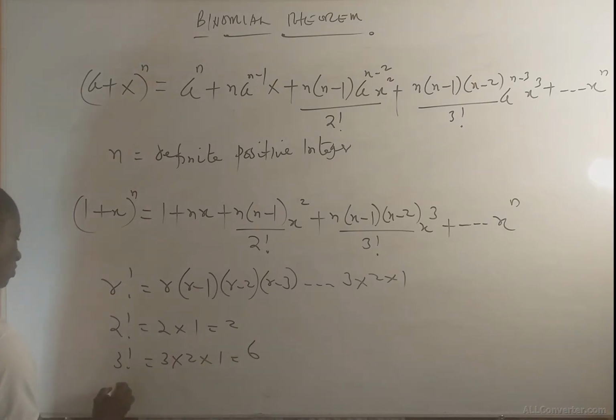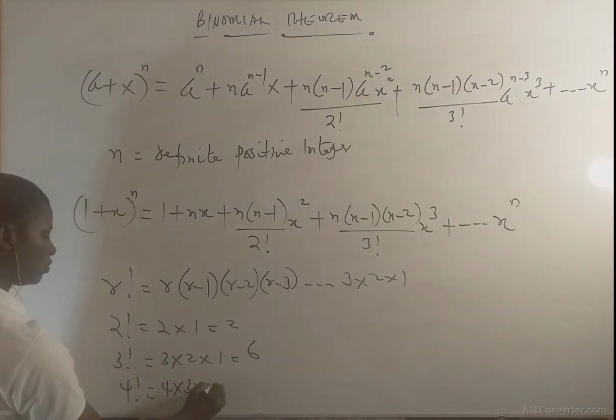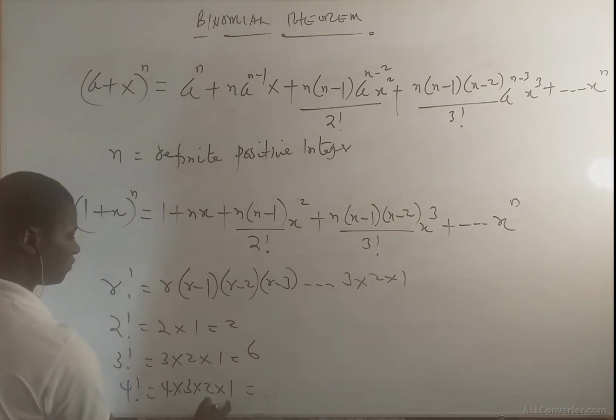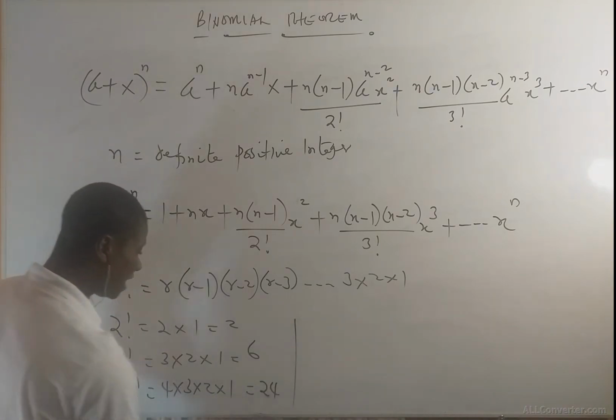So we have 6. When we say 4 factorial, this is 4 times 3 times 2 times 1. And 4 times 3 is 12. 12 times 2 is 24. 24 times 1 is 24. I guess by now you can see the trend.